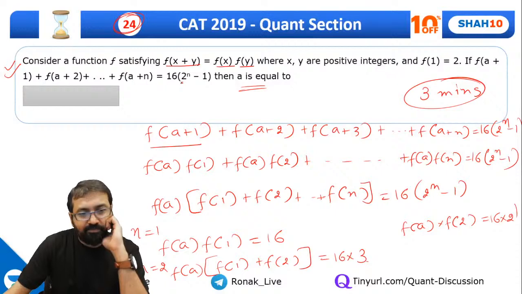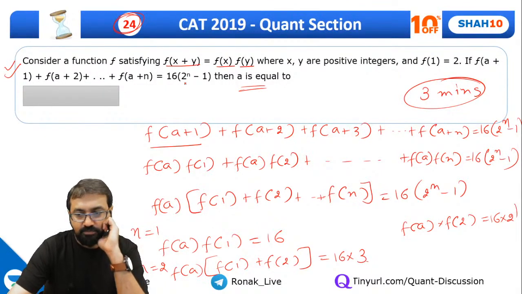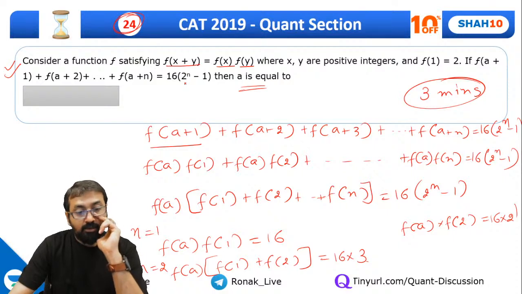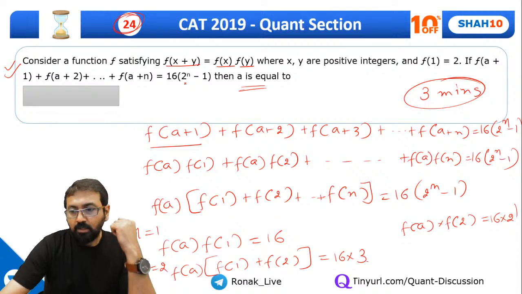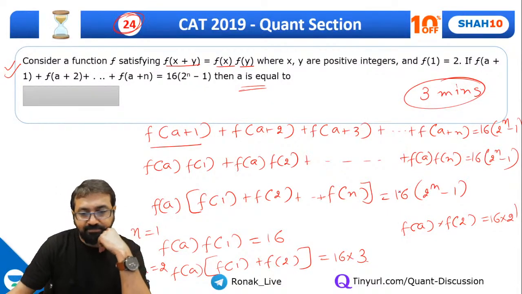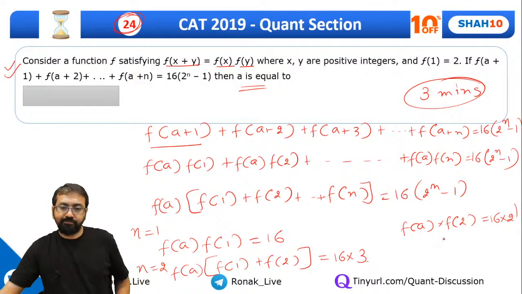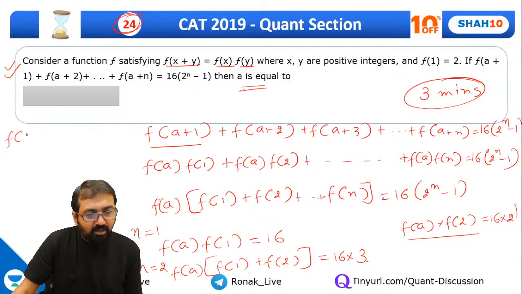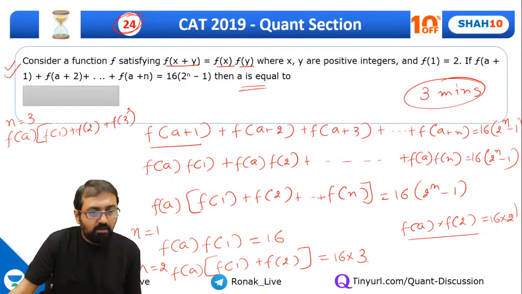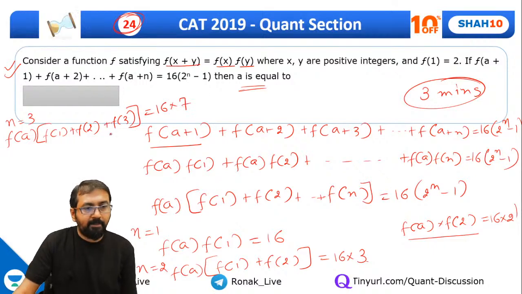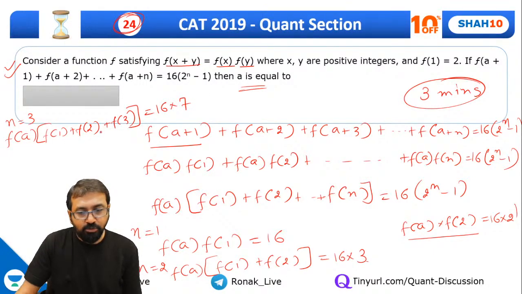Sixteen into 2 raised to 1. F2 will come out to be... fine guys, so let's check further. Can you also find out FA, take n equal to 3. So what will we get? FA into F1 plus F2 plus F3, and this will come out to be 16 into 2 raised to 3, 8 minus 1, 7. And we know FA into F1, we know FA into F2.